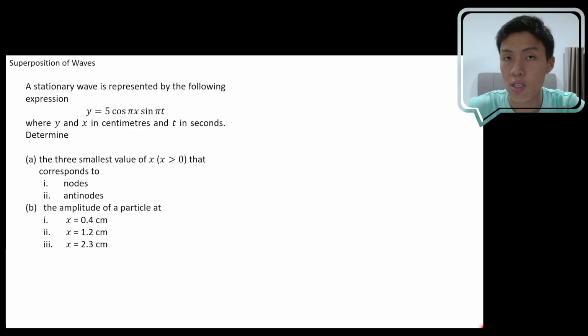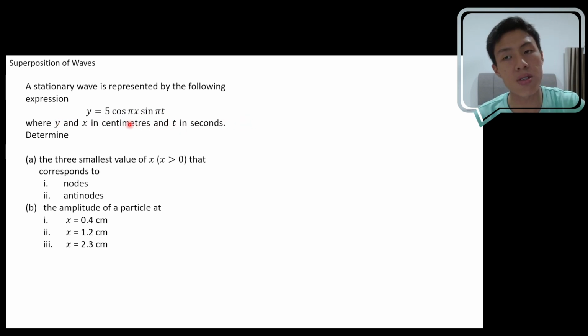Let's try to solve this problem here. A stationary wave is represented by the following expression: y is equal to 5 cos pi x sine pi t. Again, it's a stationary or standing wave because it has a cos and a sine being multiplied together. y and x are in centimeters and t is in seconds.